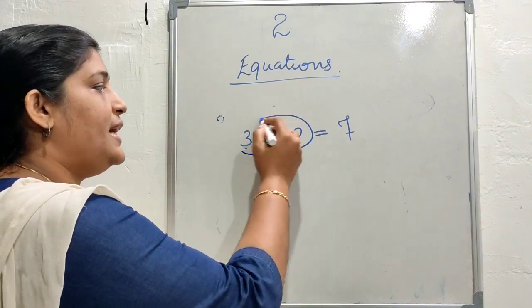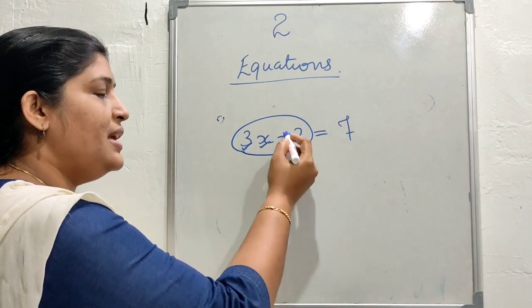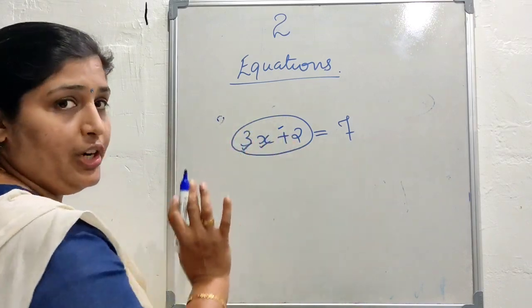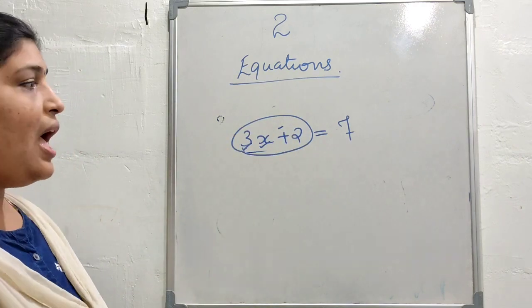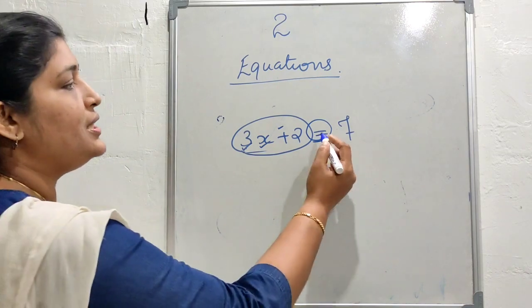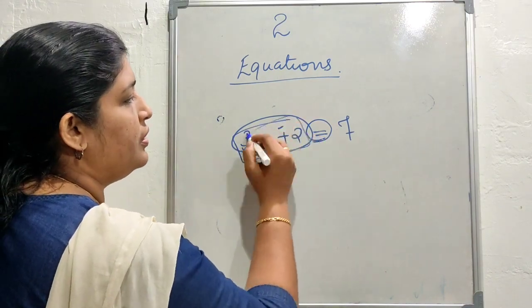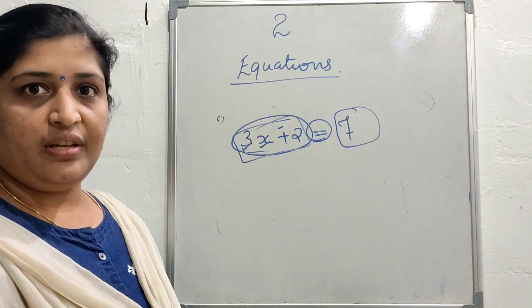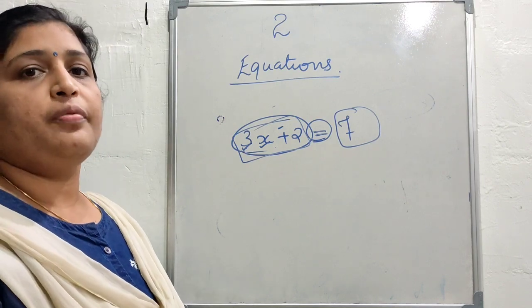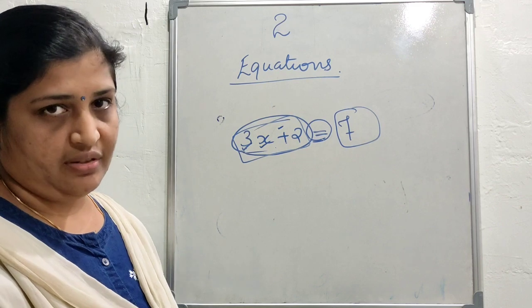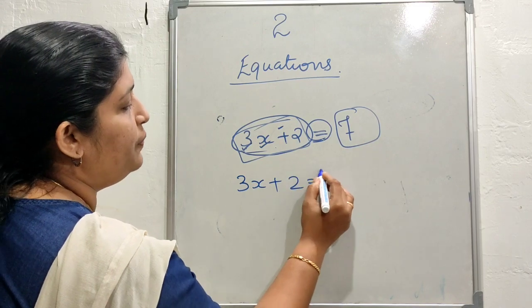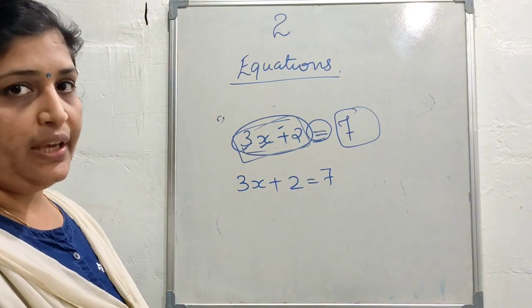An expression contains numbers, alphabets, plus, minus, into or division signs and that only. An equation contains an equal to sign, and on both sides of the equation we have numbers or expressions. This is what we call an algebraic equation. In this chapter, we are discussing algebraic equations. Then 3x plus 2 is equal to 7 is our algebraic equation.